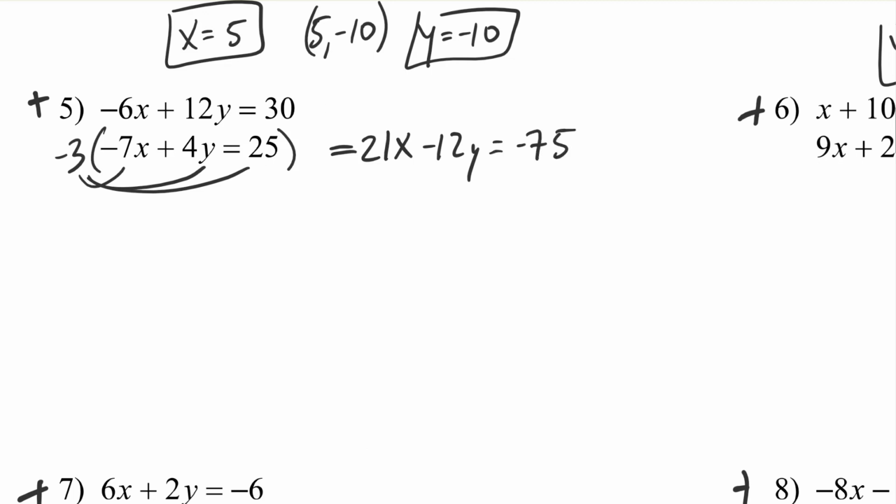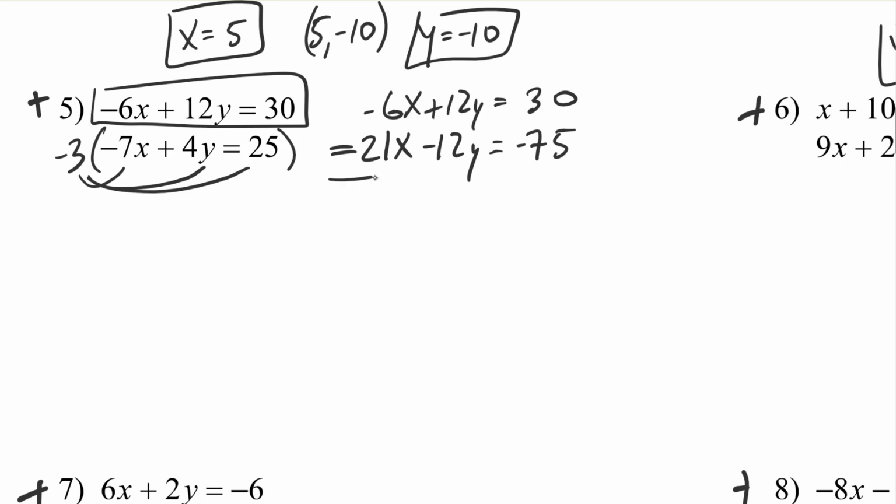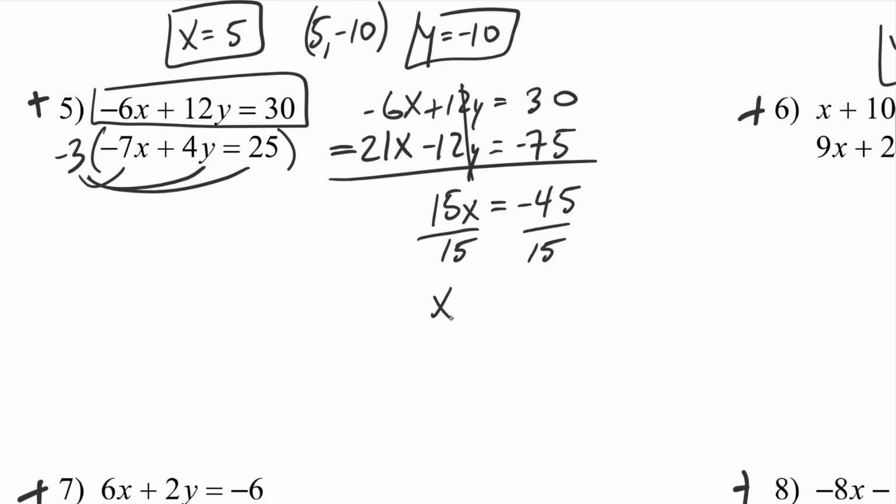We're going to add it to this equation here, so I'll just rewrite it on top of itself. So negative 6x plus 12y equals 30. And now we're going to add these together. We see that our y's are opposites. Those will cancel. 21 minus 6 makes 15, so that's 15x equals, and negative 75 plus 30 would make negative 45. Divide by 15, and we get x equals, well, 45 divided by 15, that would be negative 3.